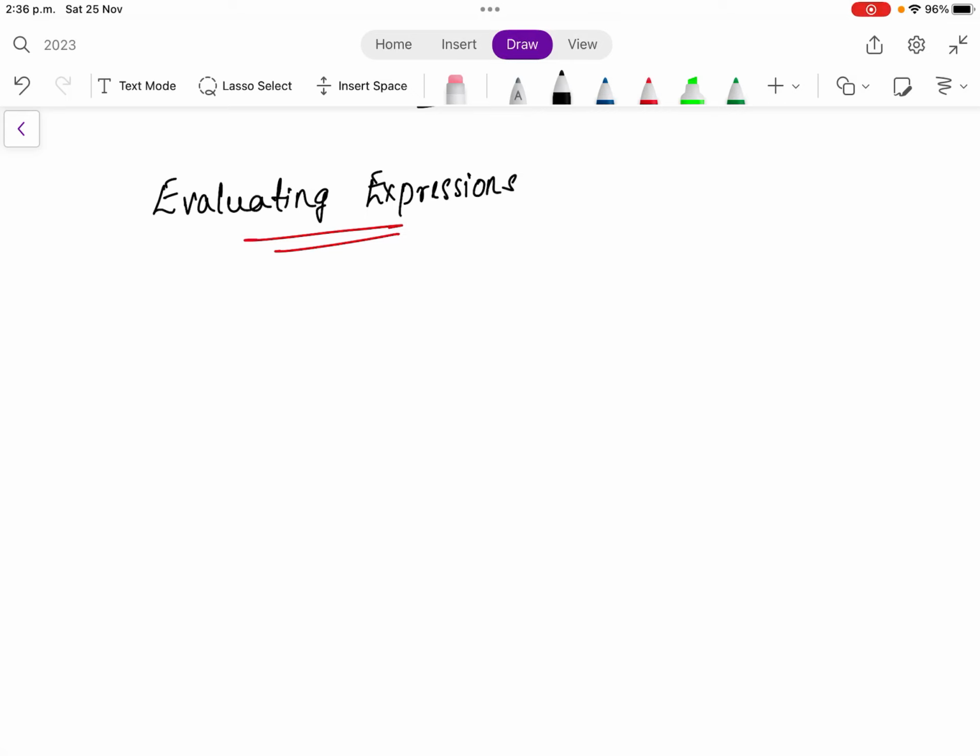Let's learn how we can evaluate an expression. Evaluating an expression means, suppose you have an expression like 3x plus 5, we are giving a value to the variable x and finding the final number which represents this expression. For example, if I say x is equal to 2, I'll sub in the value of x in this expression.